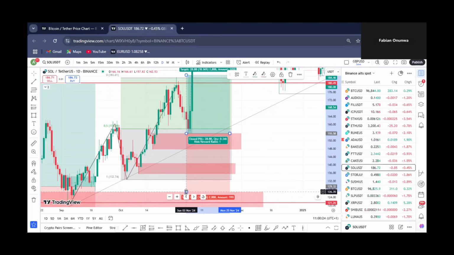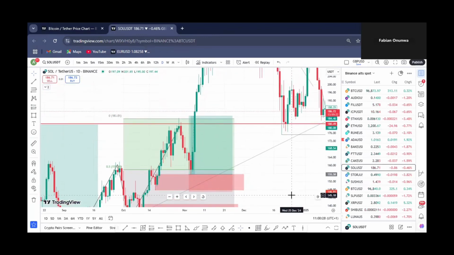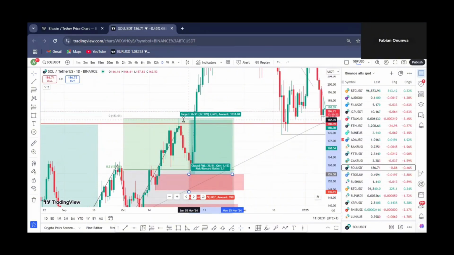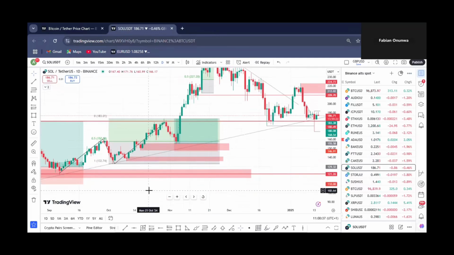Their SL will be right below, something like that, and they will target the point B here. They will have a trade like this. That's it.